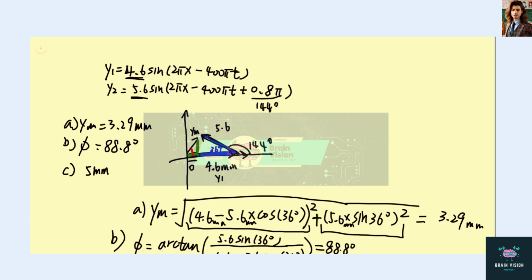So this is the sum of y1 and y2. And now with y3, that is 5. In order for the resultant to be maximum, y3 has to be in the same direction as the sum, so that none of the amplitude gets dissipated in other directions. So in order to add y3, we also want to aim for an angle of 88.8 degrees.